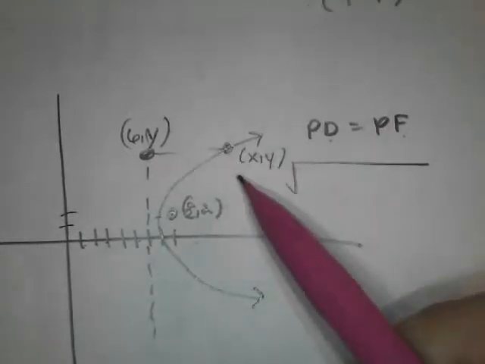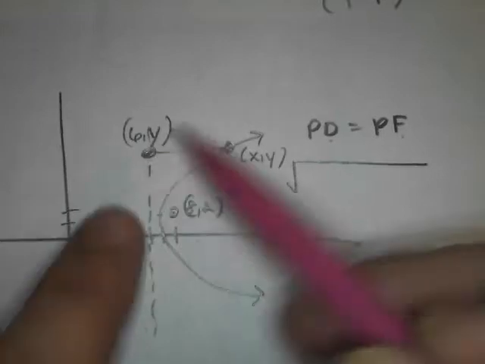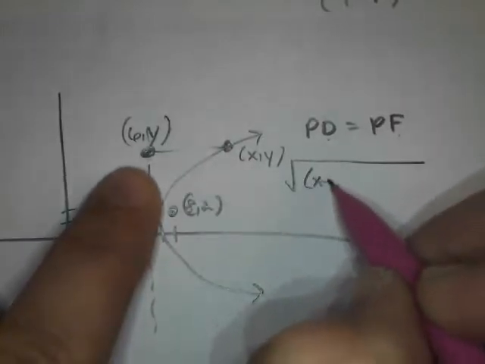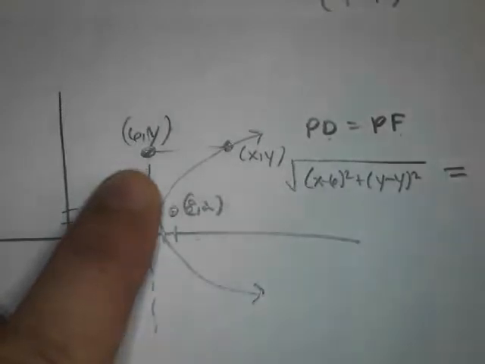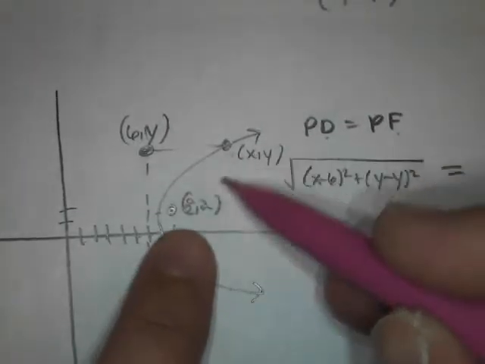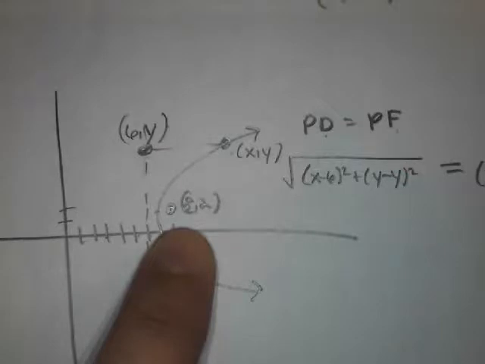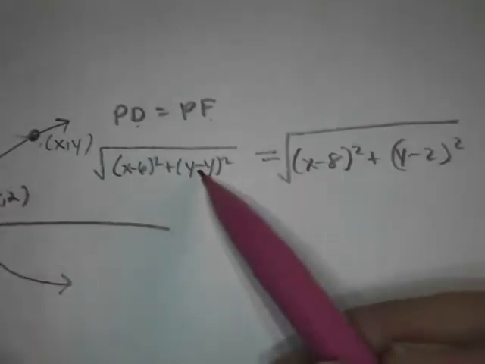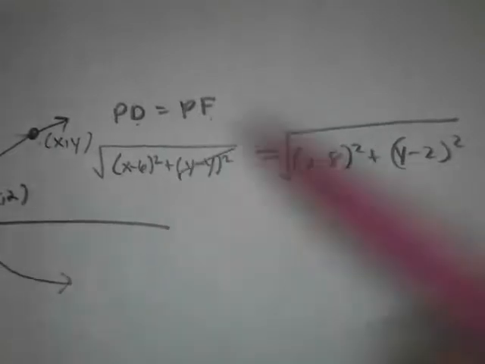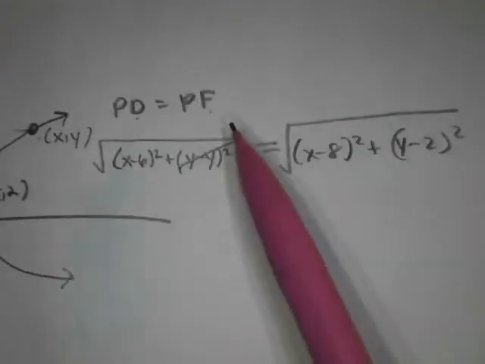Point to directrix, distance formula would be x minus 6 squared plus y minus y squared. And then point to focus is going to be x minus 8 squared plus y minus 2 squared. So what's slightly different about this is because it's a sideways parabola, usually our x minus x is what always had given us 0. Here it's just the y minus y. Something should always give you 0.